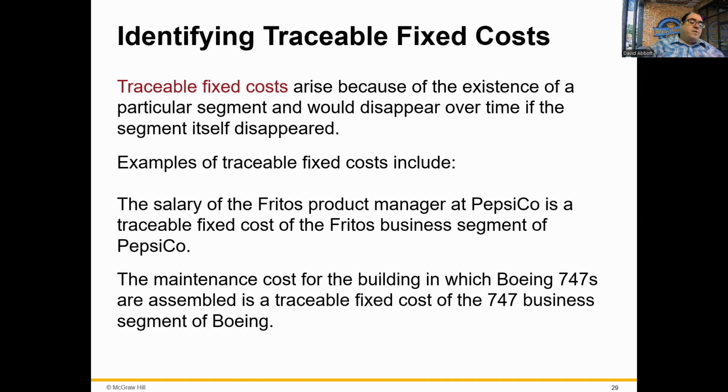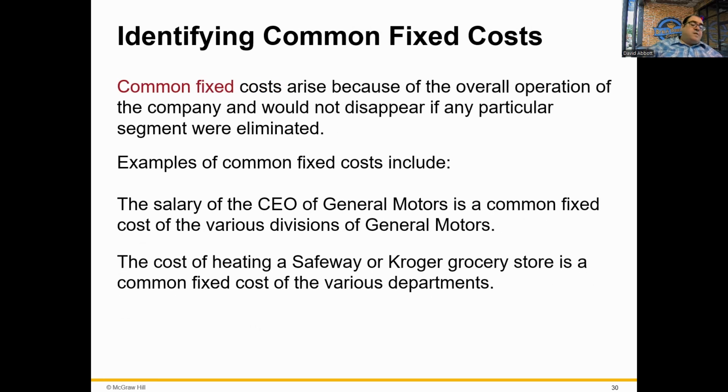The maintenance cost for the building in which the Boeing 747 are assembled is a traceable fixed cost to the 747 business segment of Boeing. So again, if they weren't producing those planes, we wouldn't need to worry about what the maintenance cost would be on that building, because we wouldn't have that building. A common fixed cost is a fixed cost that supports the operations of more than one segment, but is not traceable in whole or in part to any one segment.